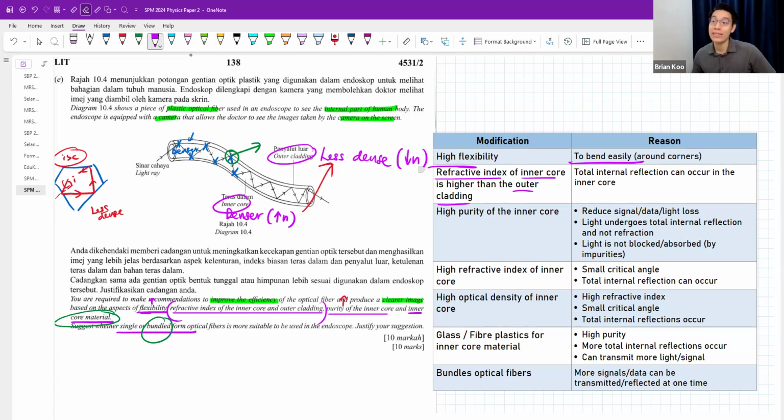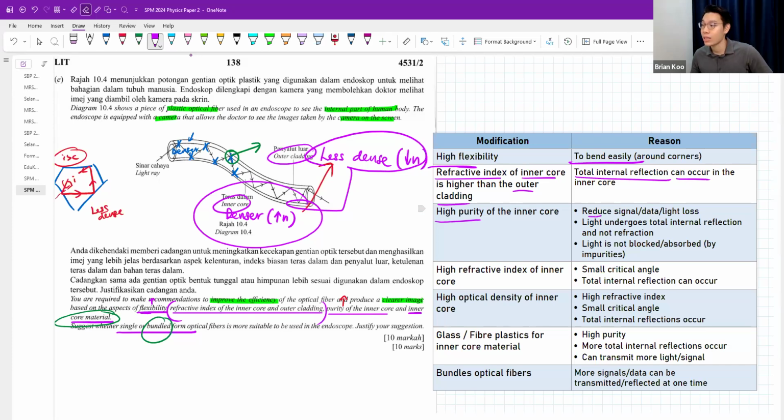Because if it's not higher, if it's not denser to less dense, total internal reflection won't be able to happen. So I say so that total internal reflection can occur in the inner core. Purity high, reduce signal loss, light loss, data loss. I don't want the light to come out like this. I want all of them to undergo total internal reflection, not refract out.